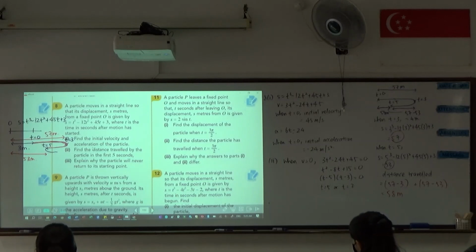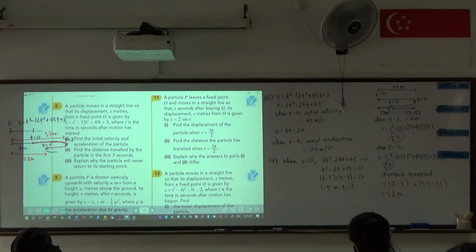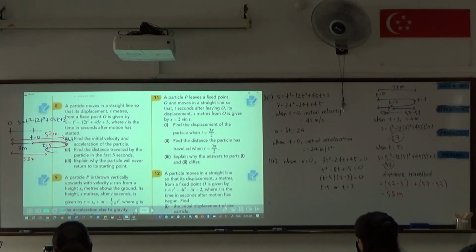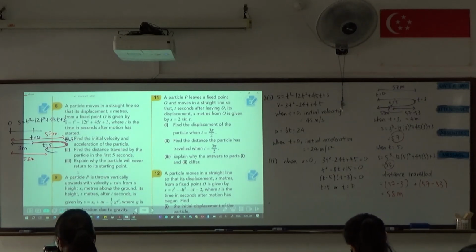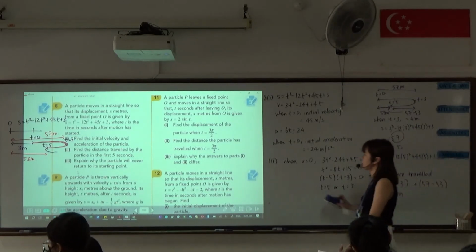Okay, I hope you know that when it comes to finding distance, it is really impossible to do it without a diagram. You really need to draw out a diagram in order to figure out what is the distance to find out. Then going into part 3, explain why the particle will never return to its starting point. There are 2 ways that you can go about solving this question.